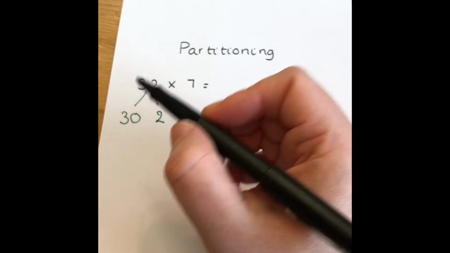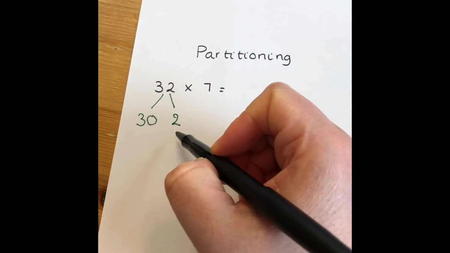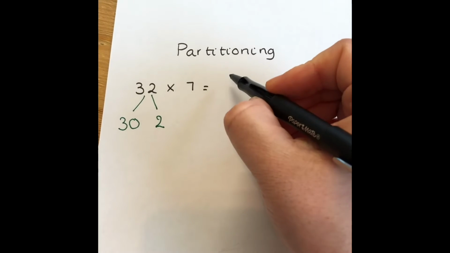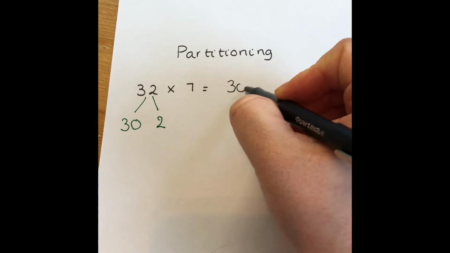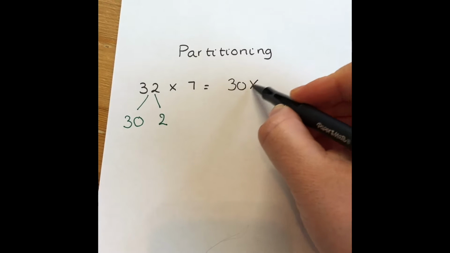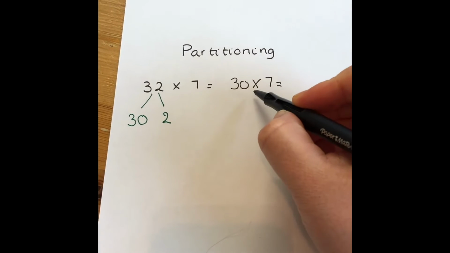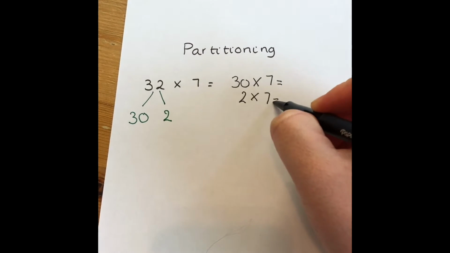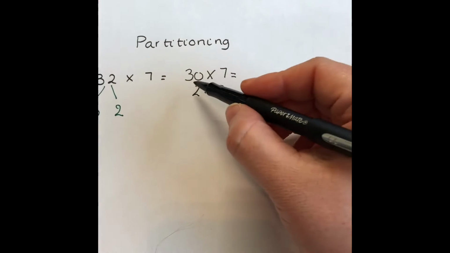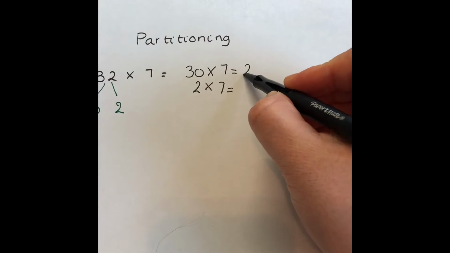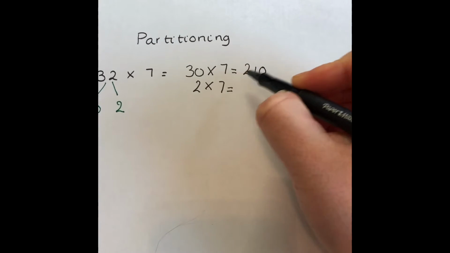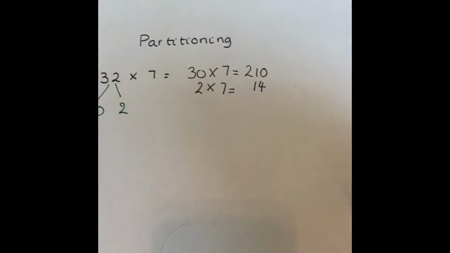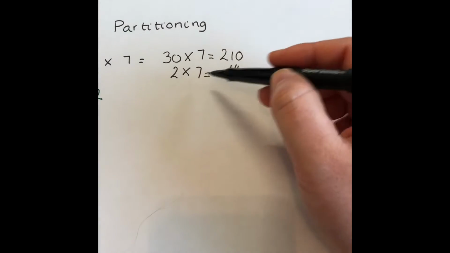Then what we're going to do is multiply every partitioned number by the next digit. So we're going to do 30 times by 7 and 2 times by 7. So 30 times by 7 is 210, and 2 times by 7 is 14. Now we can't just leave it like this, we need to add them together.